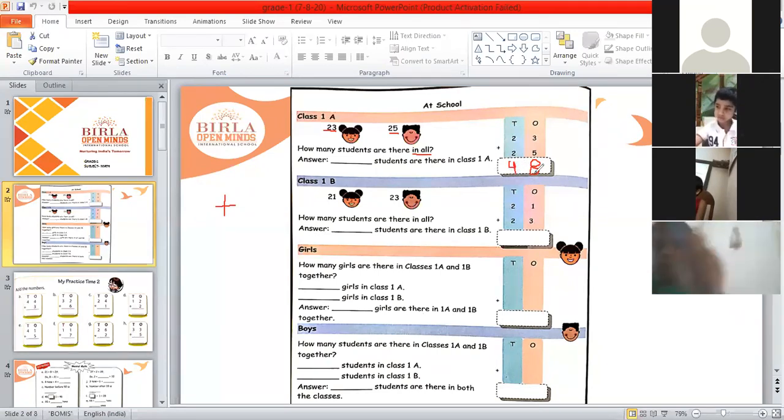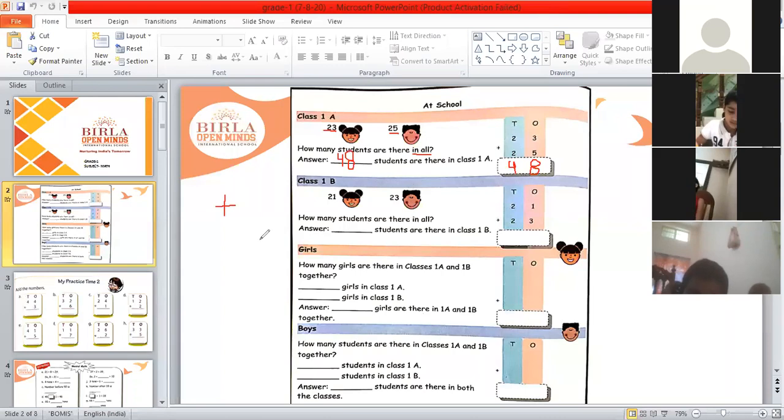So the answer is 48. And here a blank space is there. You all can see it in your book. Here also you have to write the answer. How many students are there in first A class? There are 48 students. So you will write here 48. Write this fast.